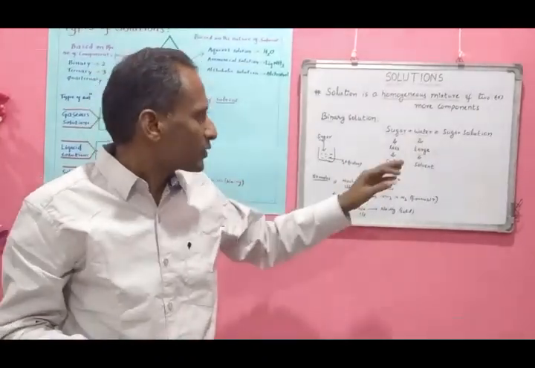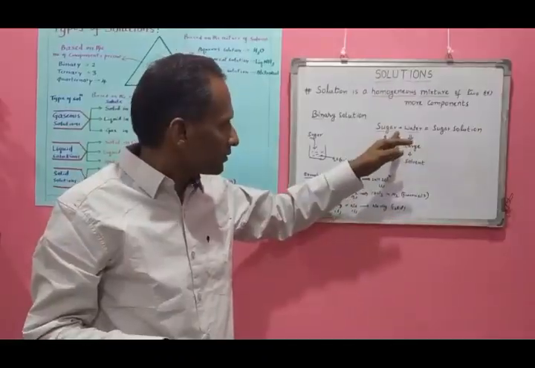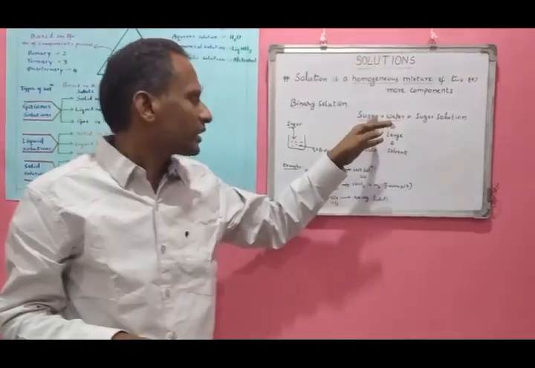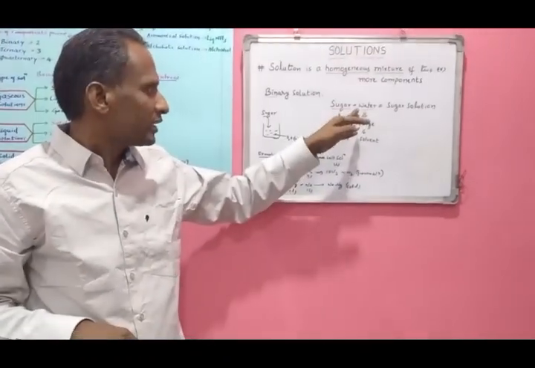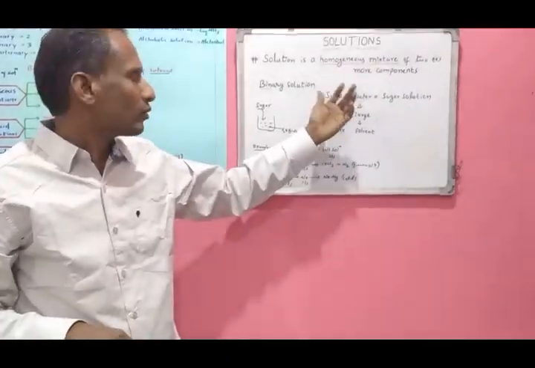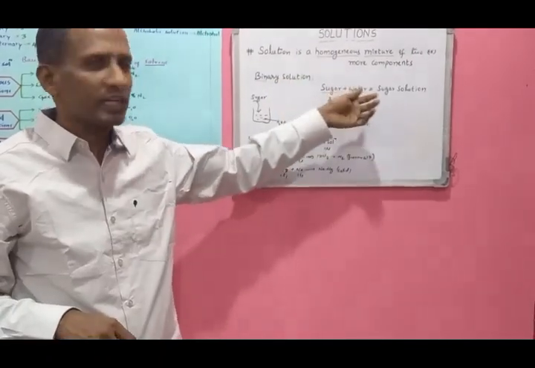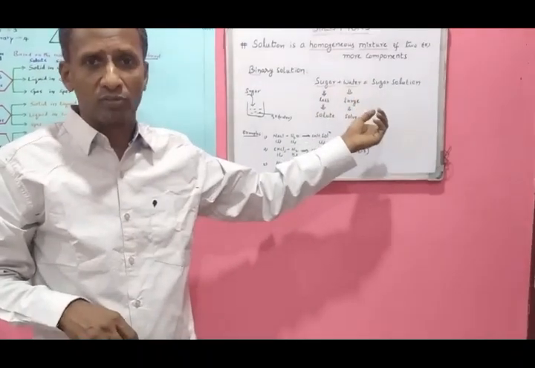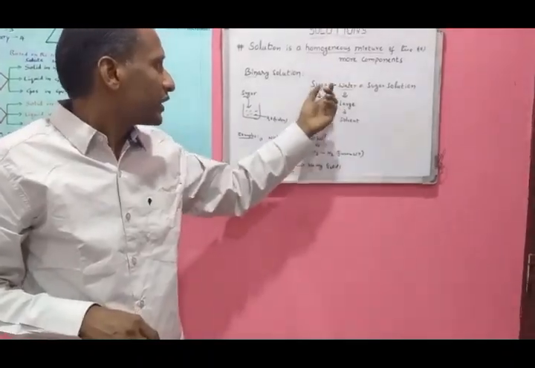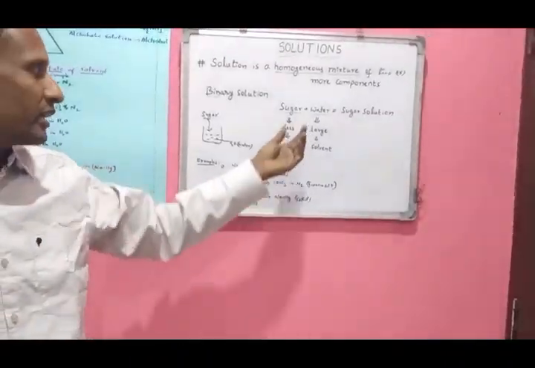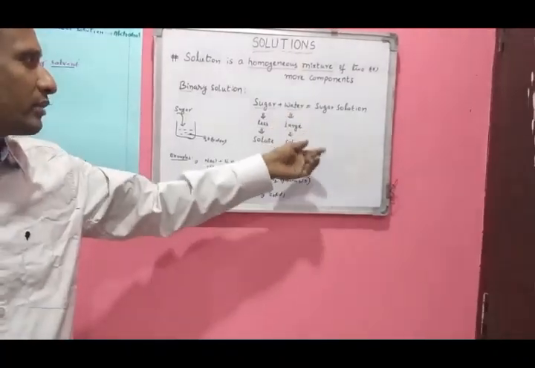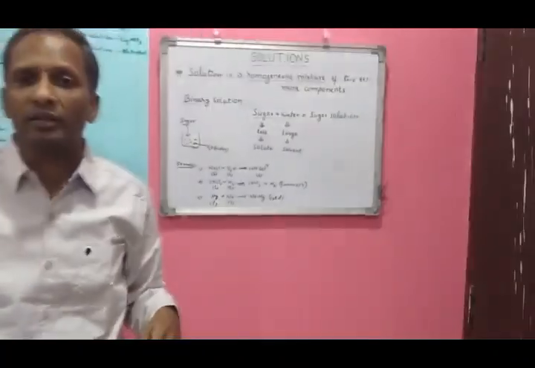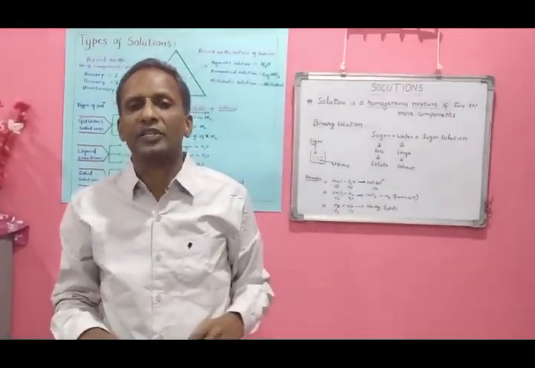Next, coming to this example, in this mixture we have two components. One is sugar, the second one is water. Sugar content is very little, water content is more. That's why sugar can be treated as a solute and water can be treated as a solvent.